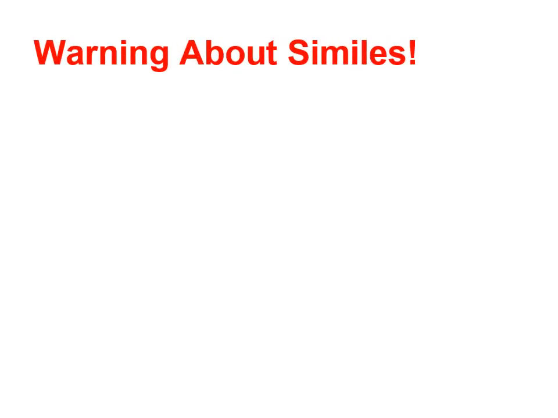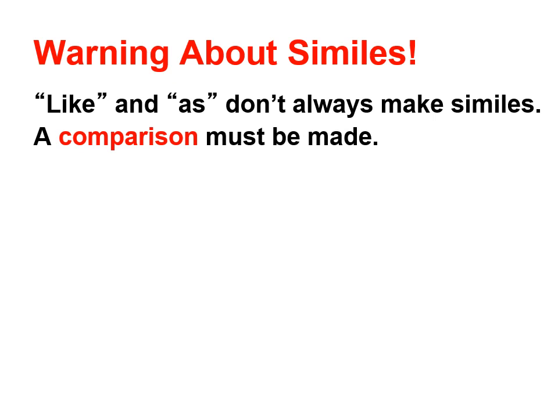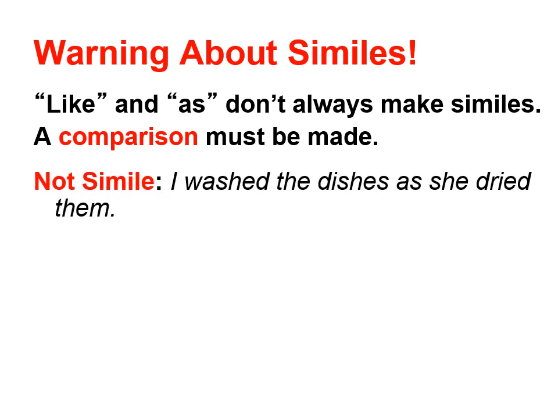Now, I have a warning about similes. Just because you see like or as in a sentence doesn't always make it a simile. Right? So remember, simile means similar. That means two things have to be compared. So a comparison must be made. Here's an example that is not a simile. I washed the dishes as she dried them. There is an as there, but there's no comparison. Me washing the dishes is not being compared to anything.